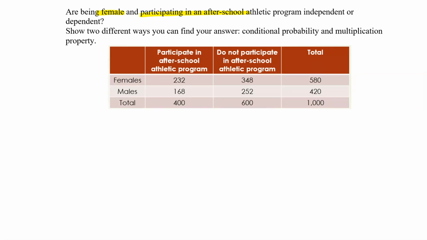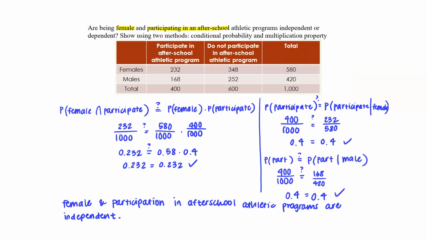Please pause the video at this time and use both tests for independence to see whether or not females and participation in our after-school athletic program are independent. The answer is that female and participation in after-school athletic programs are independent because of both the multiplication test for independence as well as the conditional test.